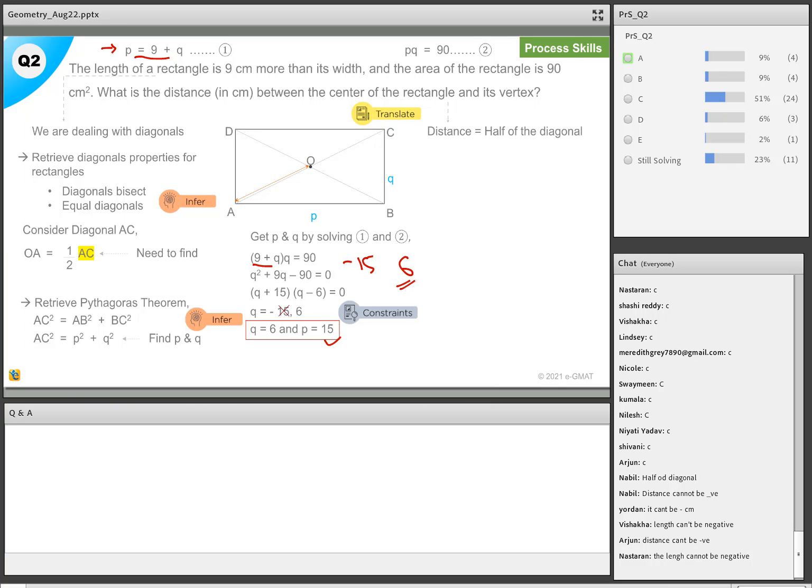Now we have the values of P and Q. The moment we have the values of P and Q, we need to find out what? The value of AC, right? So we are trying to find out the value of AC by putting in the value of P and Q. We get AC squared to be equal to 261 according to the Pythagoras theorem. Now, if AC squared is equal to 261, the value of AC is equal to root under of 261.